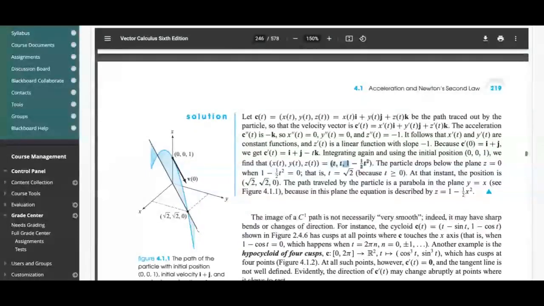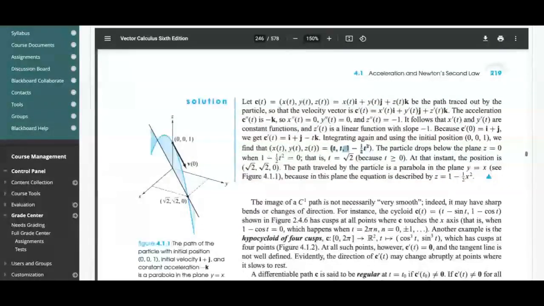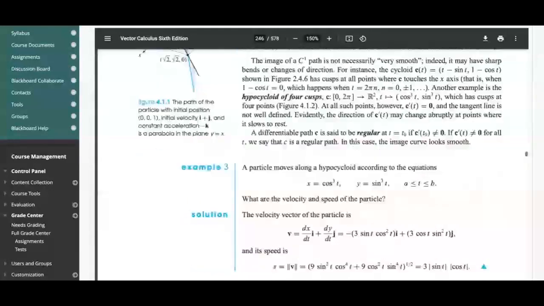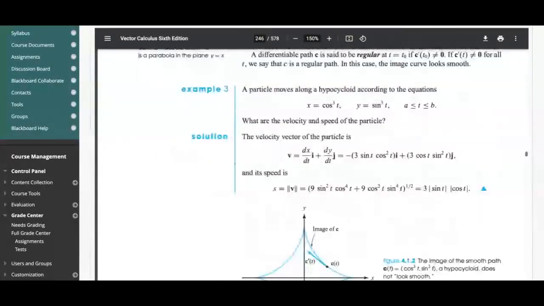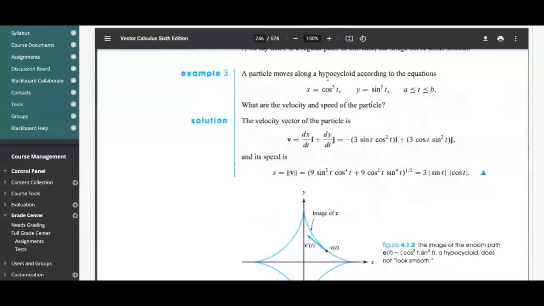All right. I think Jazelia showed one question similar to this. Let's see example 3. A particle moves along a hypocycloid. Remember this one? According to the equation, we don't really have to remember this, all right? Just we have this equation, x equals cosine cube t, y equals sine cube t, and t goes from A to B. What are the velocity and speed of the particle?